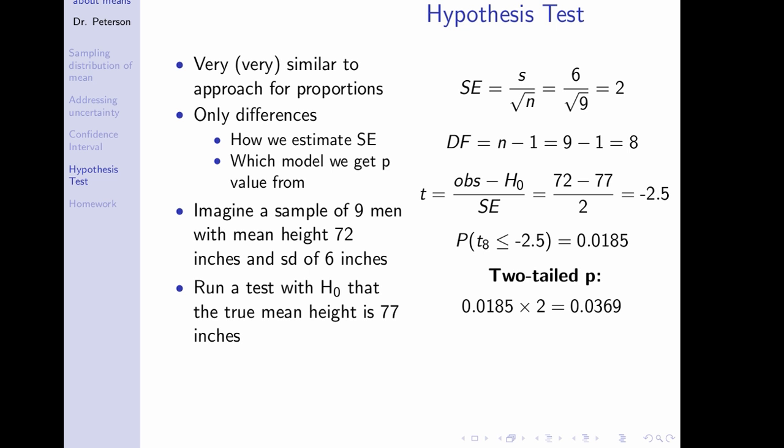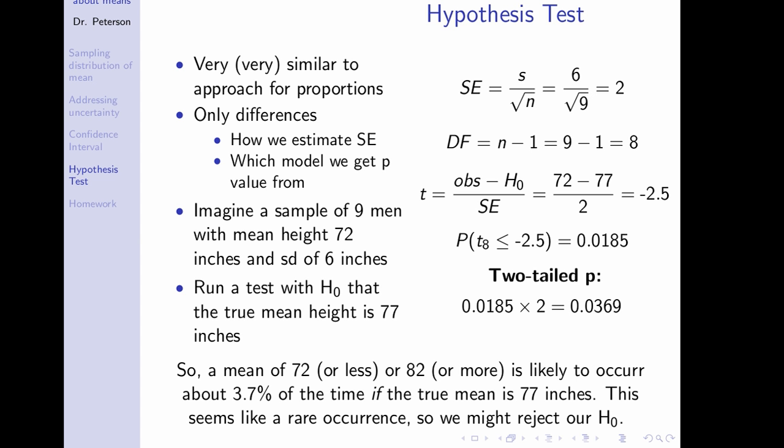This is important because if we don't have an a priori reason to have one direction or the other specified, we are just as likely to be wrong in either direction. So with our calculated p-value of 0.0369, this means that a mean of 72 inches or less, or 82 inches or more, is likely to occur about 3.7% of the time if the true mean is 77 inches.